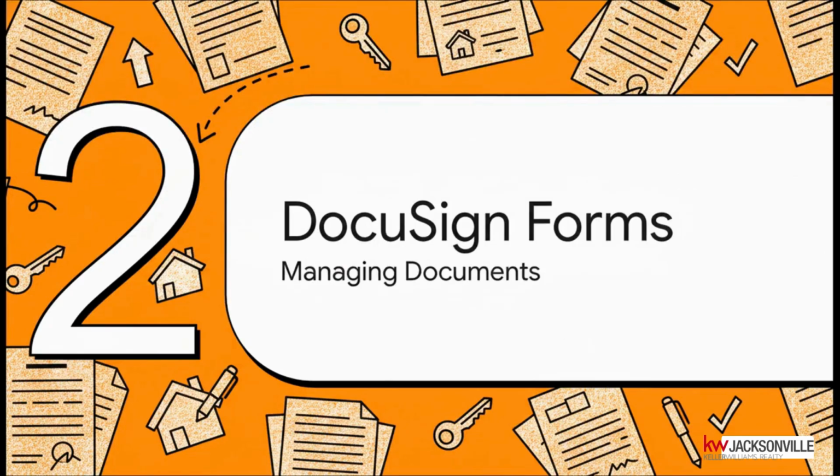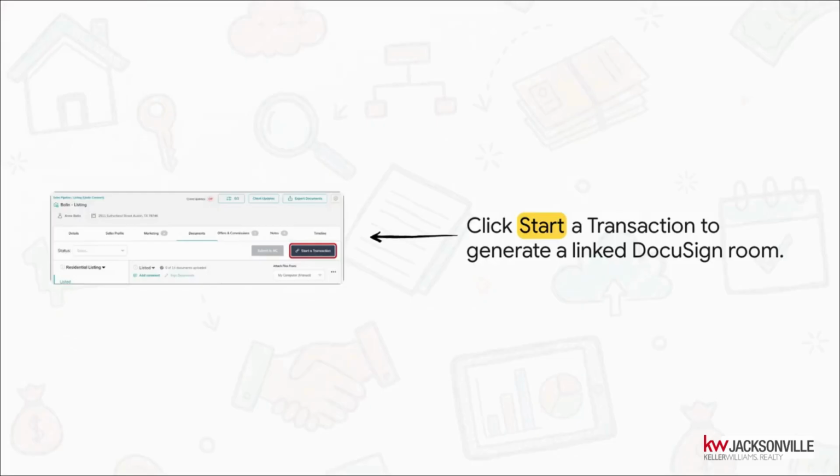Let's jump to Section 2, Managing Forms with DocuSign. So the really crucial part here is navigating over to the Documents tab at the top of your opportunity. Once you're in there, you'll see a button on the right side that says Start a Transaction. Clicking this is a real game changer because it automatically generates your DocuSign room. And it links it directly to this specific opportunity. Oh, and if you've already started one, you'll notice this button dynamically changes to say Go to Transaction.